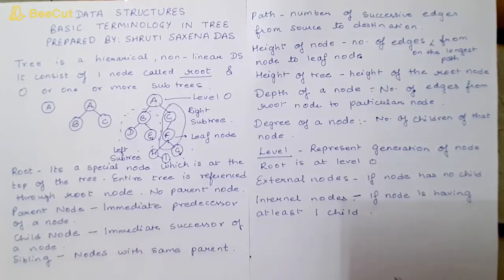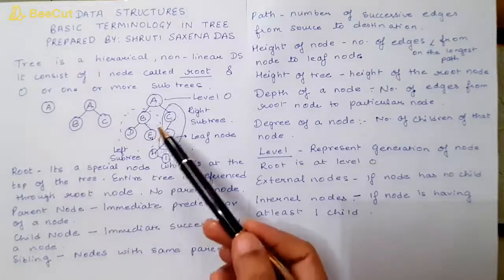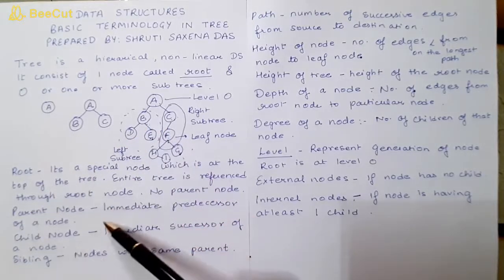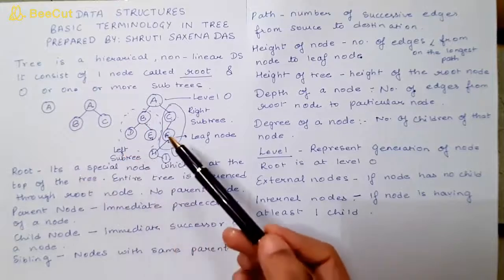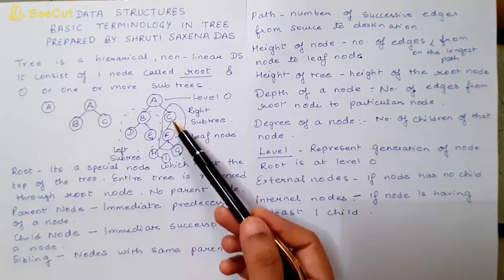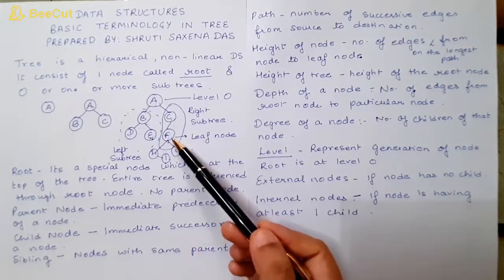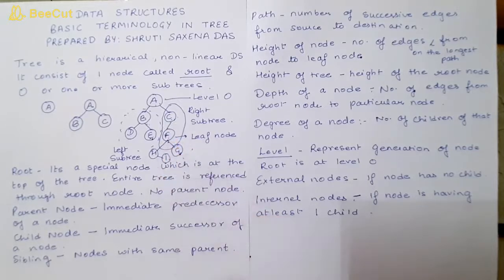Then don't confuse between height and depth of a node. Height of any node is the number of edges from that node to the leaf node. So we can find out the height of C, the height of H, F, only we have to check in the downward direction towards the leaf node, and we have to select only the longest path. Whereas in case of depth, you have to check in the upward direction. You have to go till the root node.